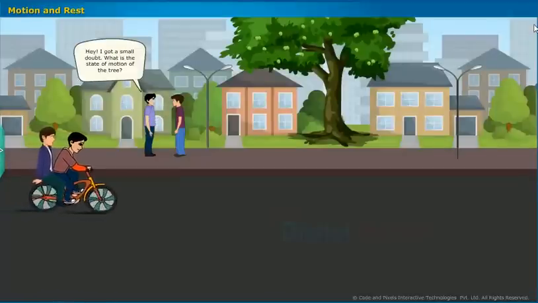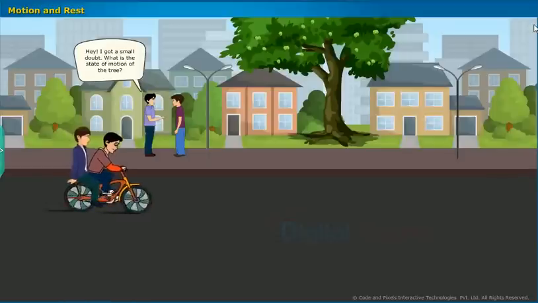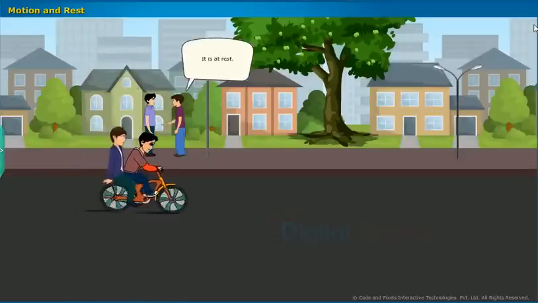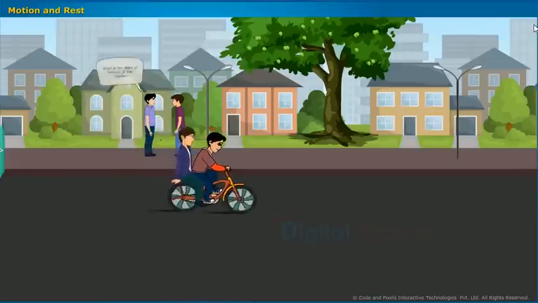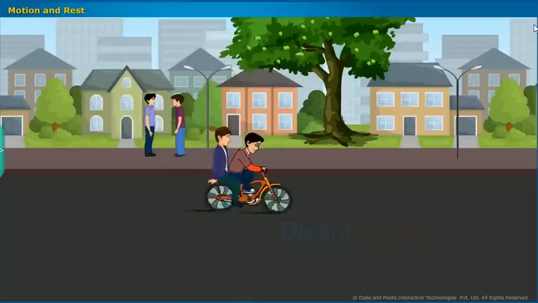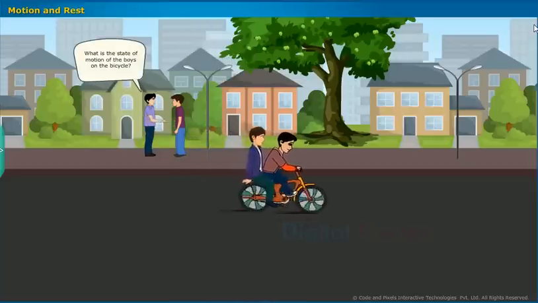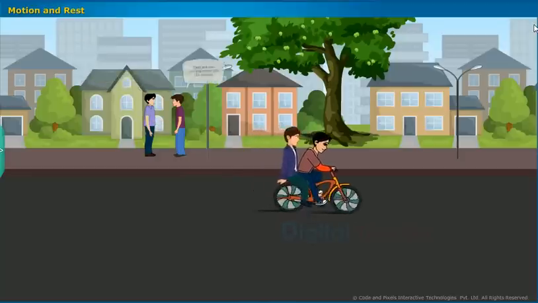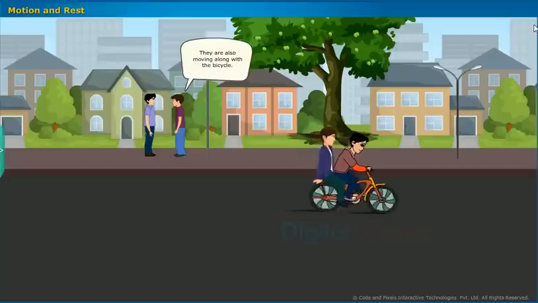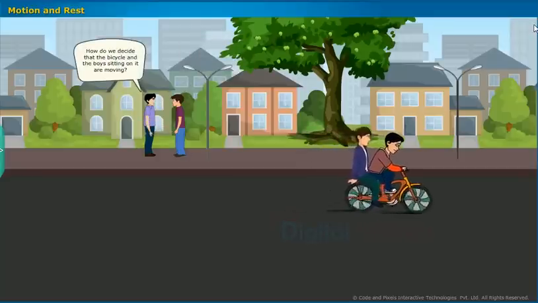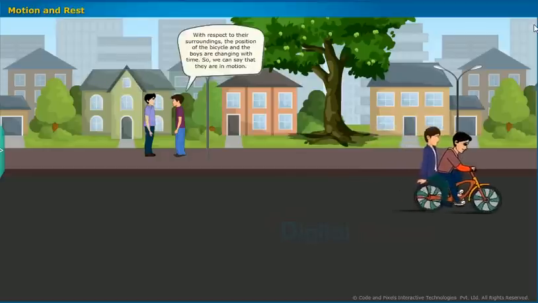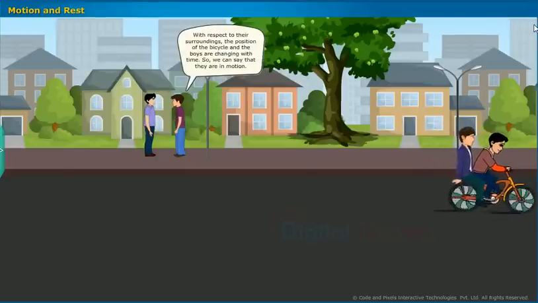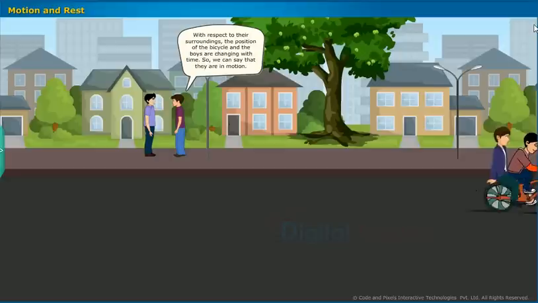Hey, I got a small doubt. What is the state of motion of the tree? It is at rest. What is the state of motion of the bicycle? It is moving. What is the state of motion of the boys on the bicycle? They are also moving along with the bicycle. How do we decide that the bicycle and the boys sitting on it are moving? With respect to their surroundings, the position of the bicycle and the boys are changing with time. So, we can say that they are in motion.